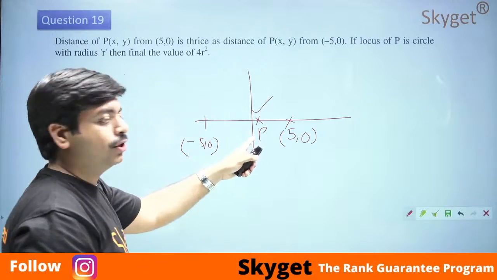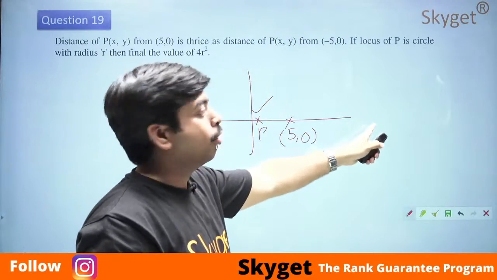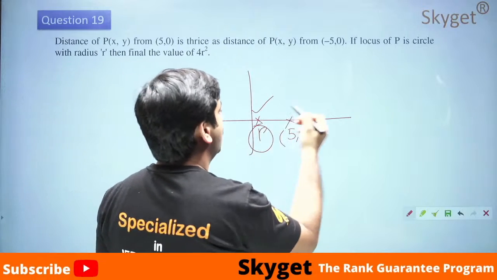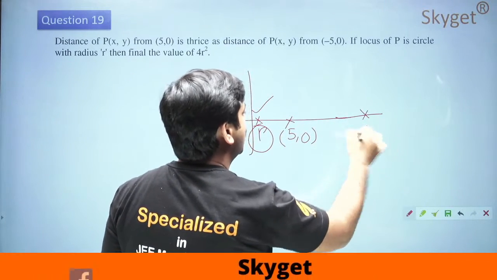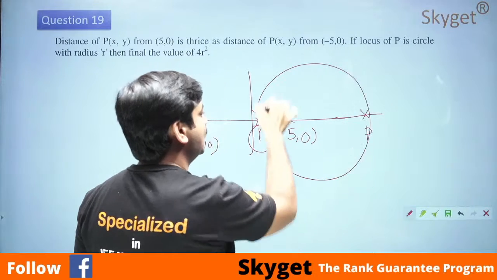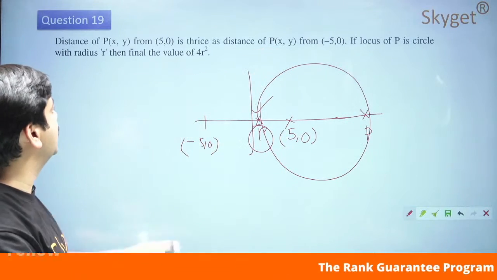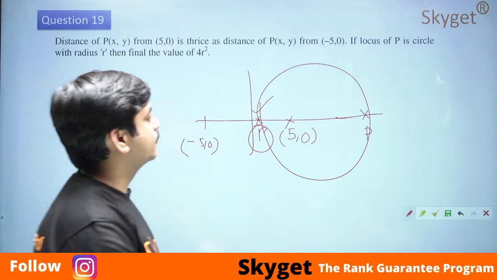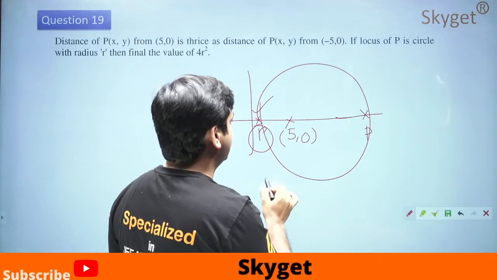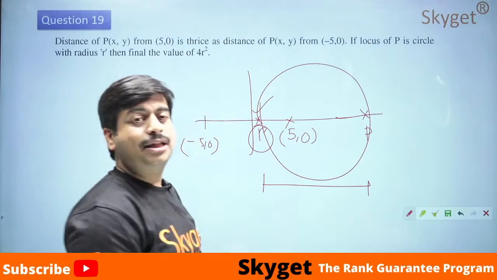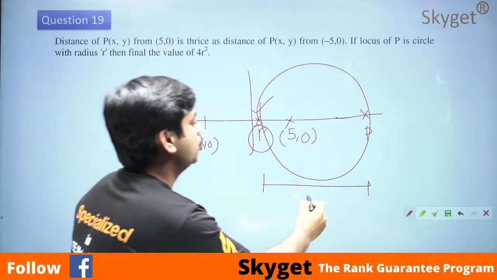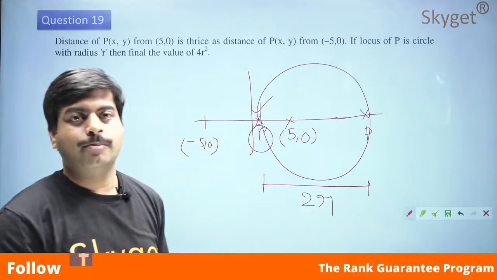So internal division you will get 1 point, external division 1 point, and given that the locus of P is a circle, you'll get 1 point here and let us say one more point here. So these two will form a circle. That is what the question is. Then with radius r, find the value of 4r square. So the distance between those two, the internal ratio and external ratio points, will be equal to 2r, because it is a diameter.